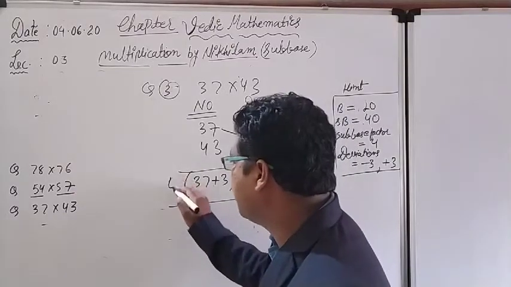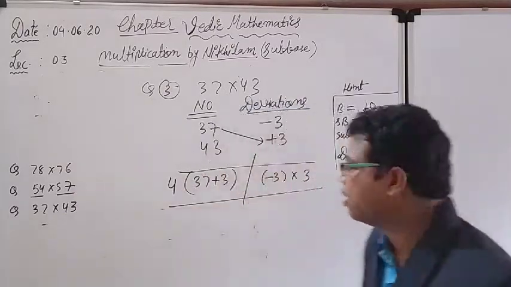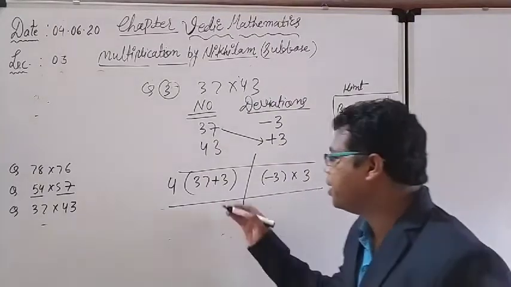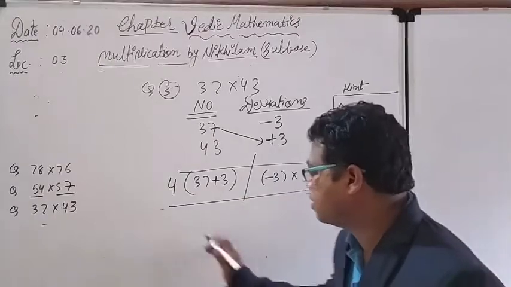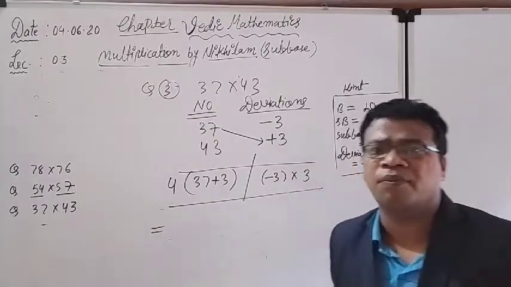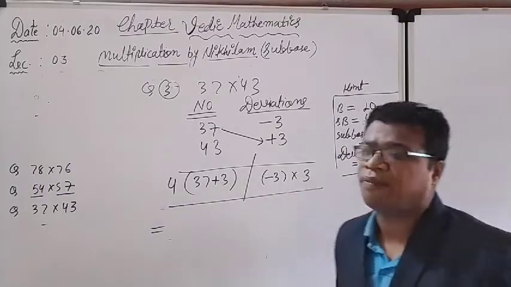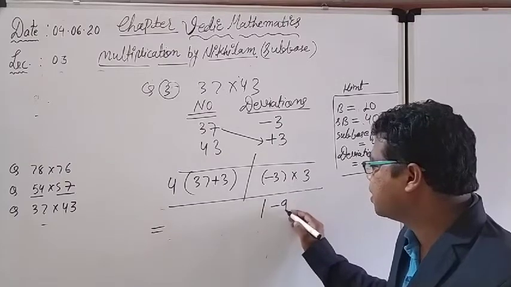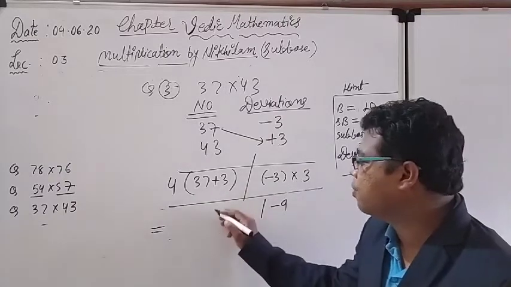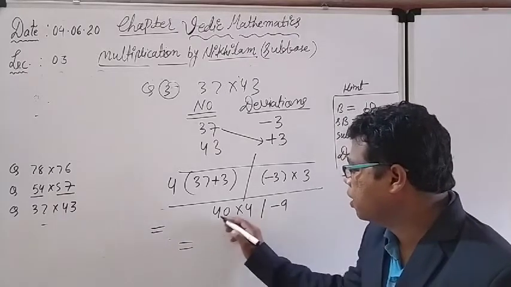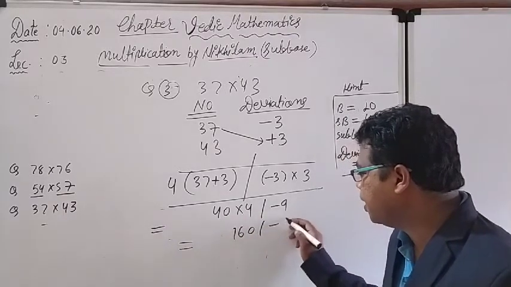This particular thing I always have to select, no problem. Multiplication with the sub base factor. What is my sub base factor here? 4, because I have selected the sub base 40. Right now I have to solve the things. Once you have made this, after that the things will become very easy. Why? Because then we only have to go for the calculation. See, one by one. 3 into 3 will give me minus 9 here. And here 37 plus 3, 40 into 4, it will give me 160 and minus 9.